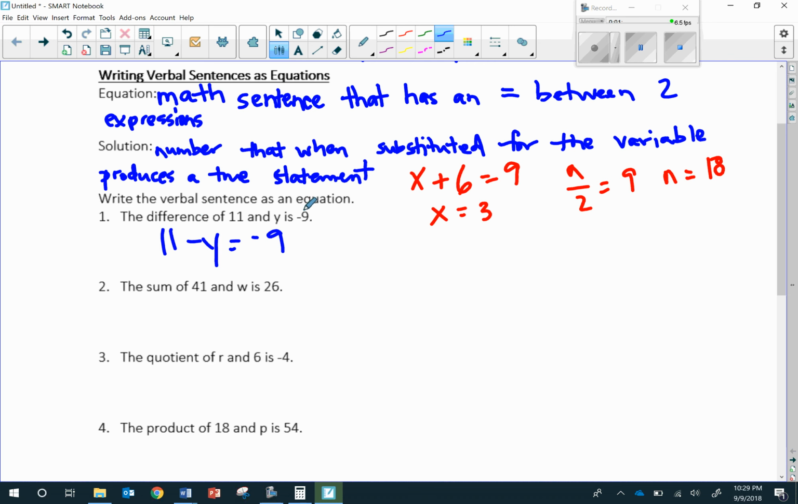If we look at number 2, the sum of 41 and w is 26. We know here also that the sum is the answer to an addition problem. So then simply we have 41 plus w equals 26. Again, 26 is the sum, and our answer is 26. Quotient, on the other hand, is the answer to a division problem. So the quotient of r and 6 equals -4. So r divided by 6 equals -4.